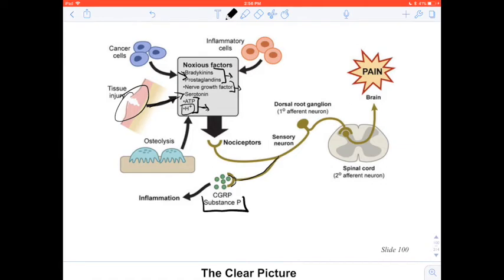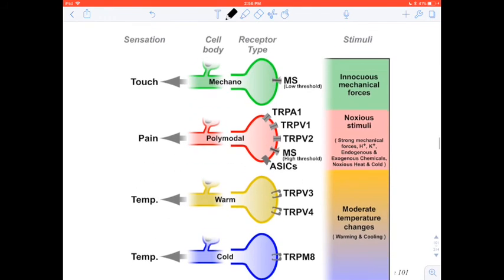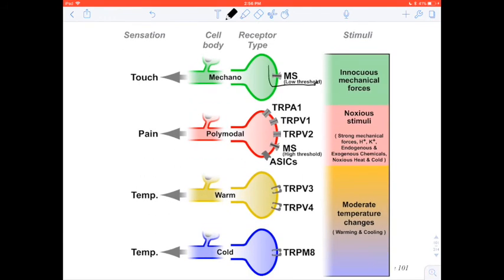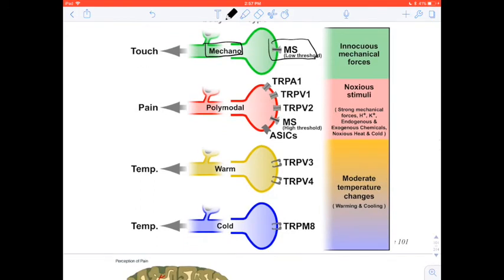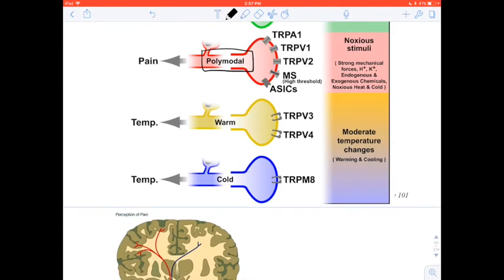And we can see different kinds of receptors. You don't need to know these for this class, but you will for med school. But we do have different kinds. Mechanoreceptors are going to be general touch, like mechanical forces. These polymodal receptors are going to be for pain. Thermoreceptors. And yeah, that's how we feel.